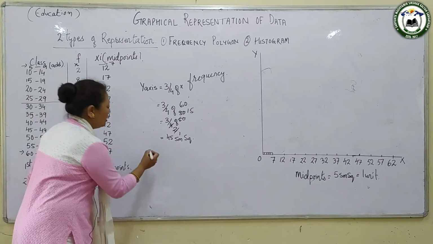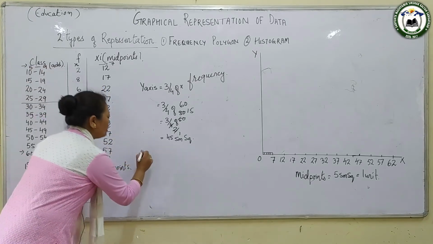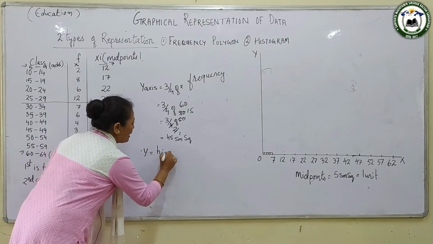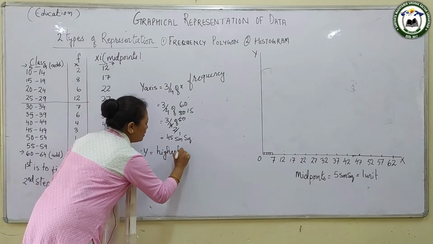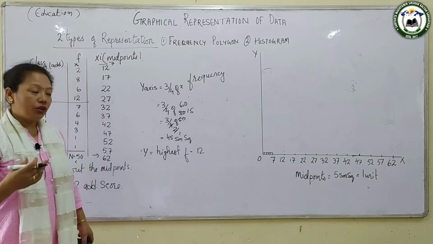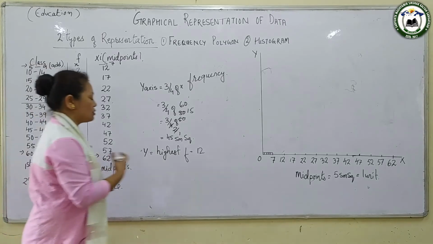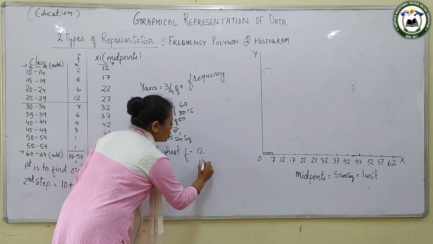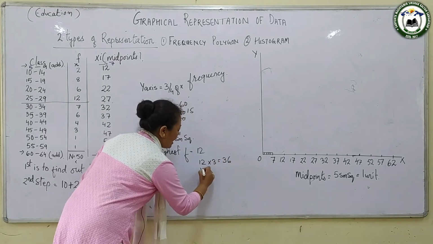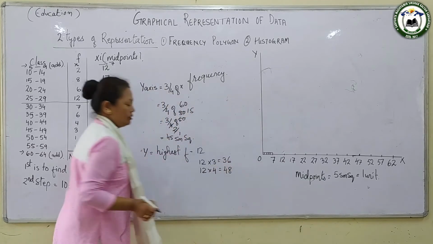So for convenience, what you do is, on the y-axis our highest frequency is 12, so you find the multiples of 12. So what I do is 12 times 3 is 36 and 12 times 4 is 48.